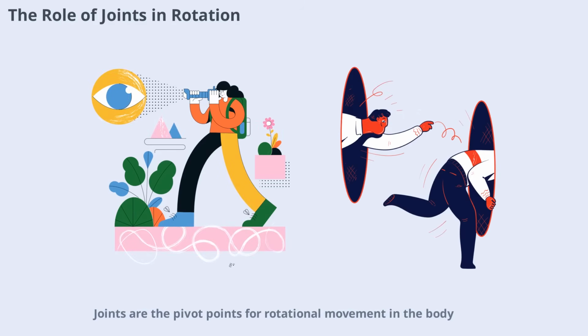Joints are the pivot points for rotational movement in the body. Each joint has a unique structure that determines its range of motion and the path of its instant center of rotation.